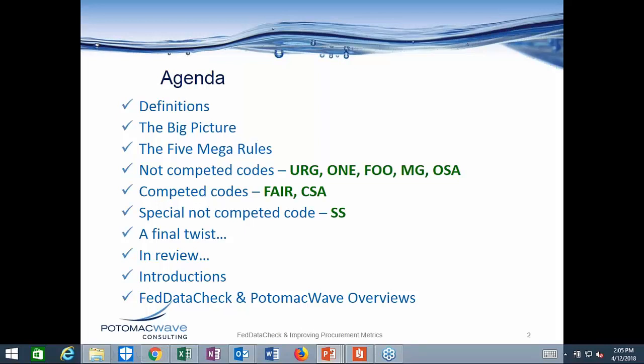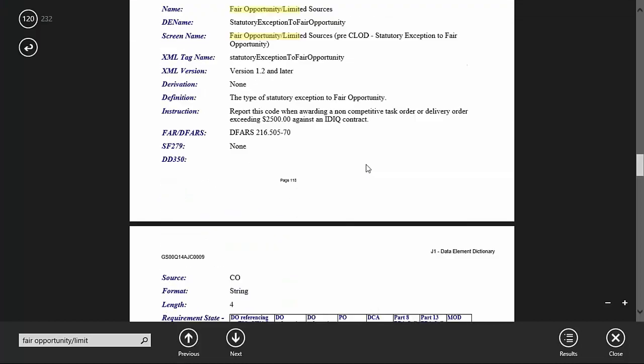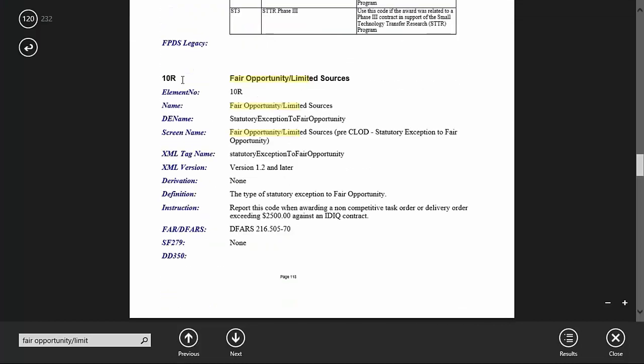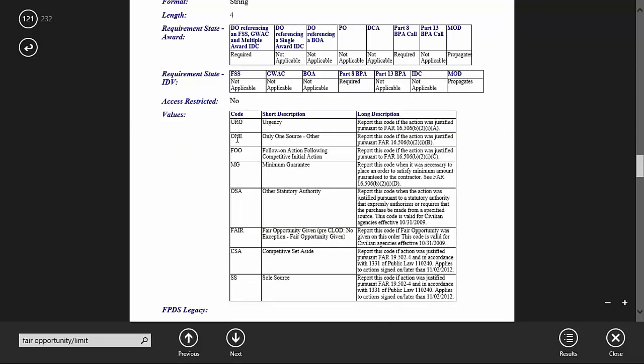And there are 8 codes associated with the Fair Opportunity Limited Sources field in the FPDS&G Data Dictionary. Here's the data dictionary. Fair Opportunity Limited Sources is data element 10R. And there are 1, 2, 3, 4, 5, 6, 7, 8.